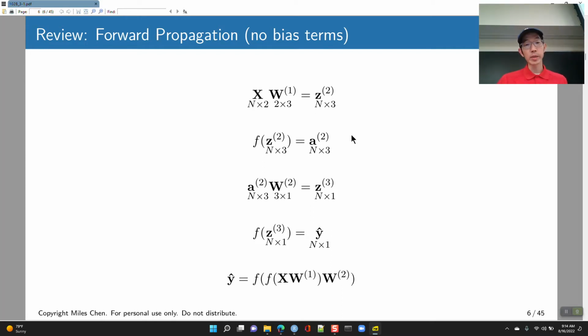If we had bias terms, we would add a bias term after doing x times W, and likewise after doing a times W if we had bias matrices.